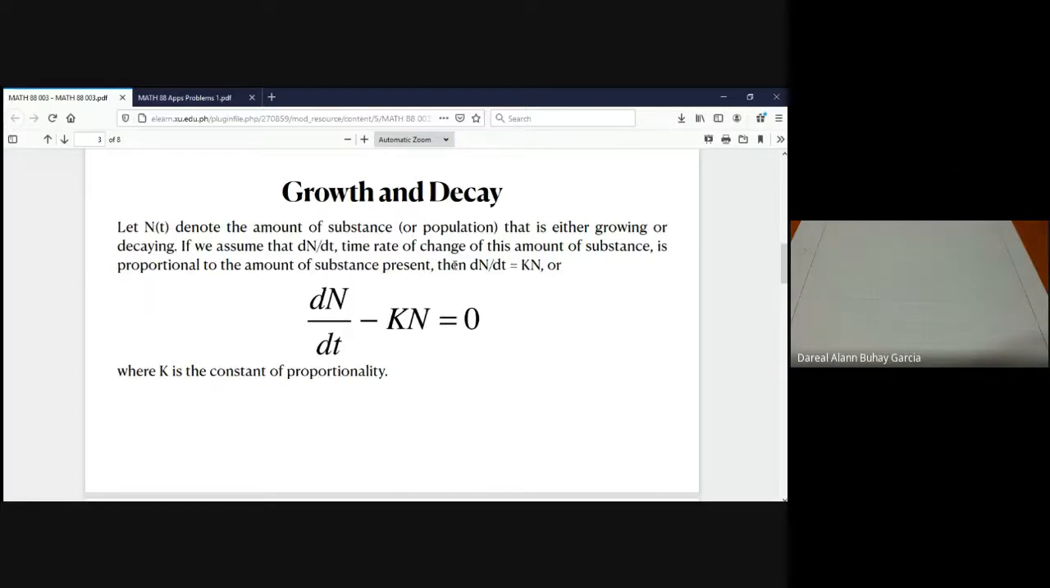Linear. Okay. Linear is one. Or more specifically, what kind of linear? We have two types: homogeneous and non-homogeneous linear. Which one is this? Homo or non-homo? Homo. Why? That's correct, but why?